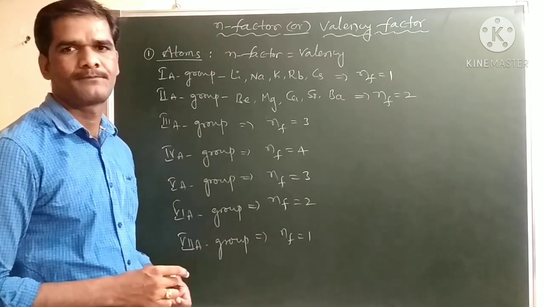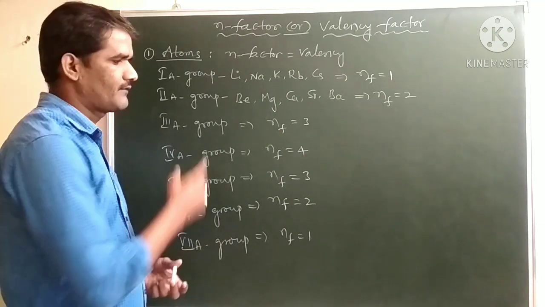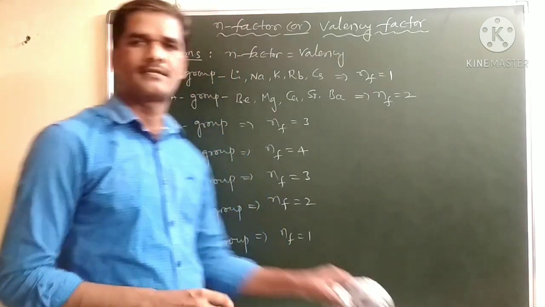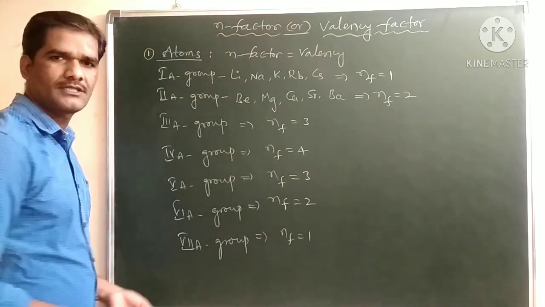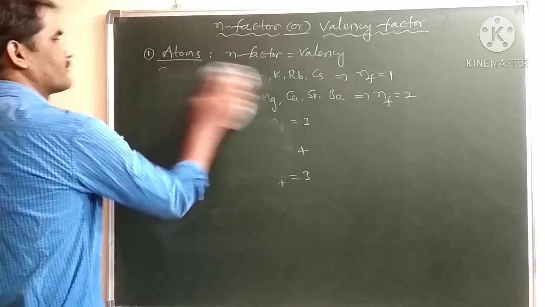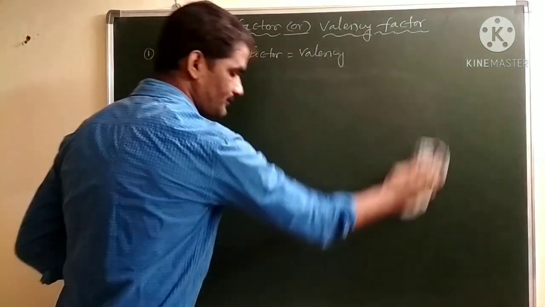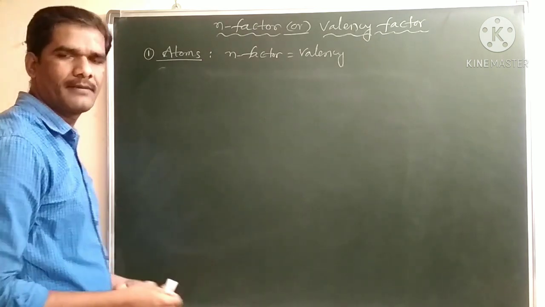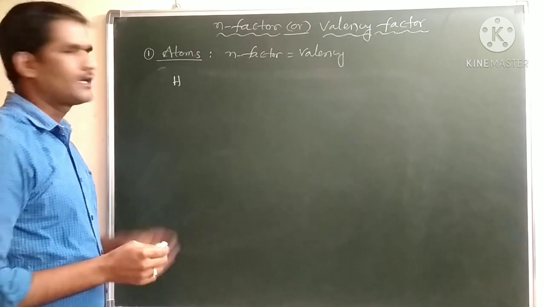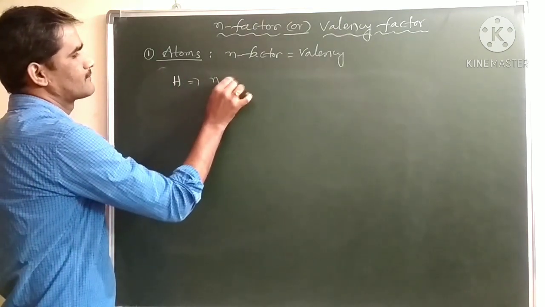So all these atoms, when they exist in monoatomic state, we can take the N factor like this. Sometimes the elements may exist in the polyatomic state. Let us take some examples of polyatomic molecules, that means elements in the polyatomic state. For example, hydrogen. Hydrogen valency is 1, so in this case its N factor is 1.